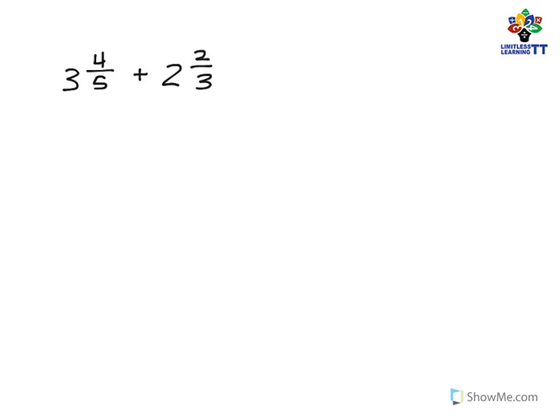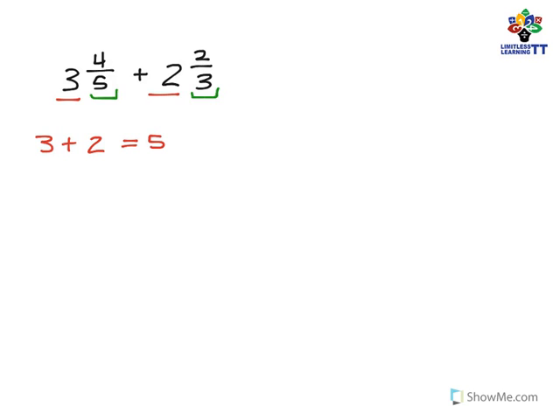So what I'm going to do is add the whole numbers, because right now we have 2 mixed fractions or mixed numbers, which means you have an integer as well as a fraction. So I'm going to add the whole numbers. So that's going to be 3 plus 2, which will give me 5. Then now I'm going to focus on adding the fractions, which is 4/5 and 2/3.